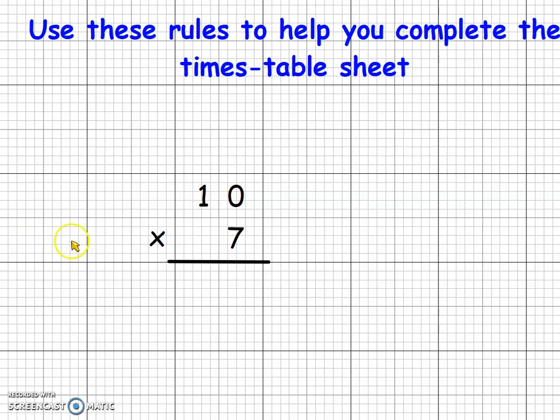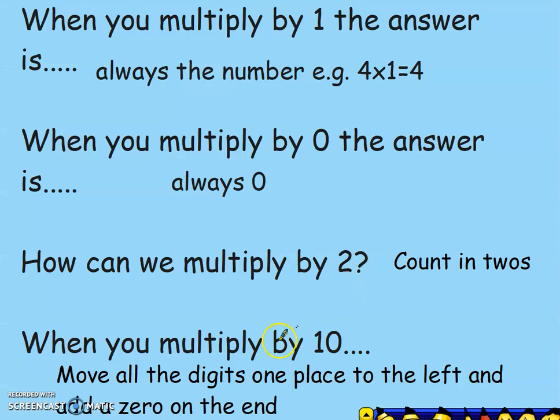And we know it's a multiplication because we've got our multiplication sign here, which looks like a cross or an X in the alphabet. So going back to our rule, we know we're multiplying by 10. And the rule is we need to move all the digits one place to the left and add a 0 on the end.